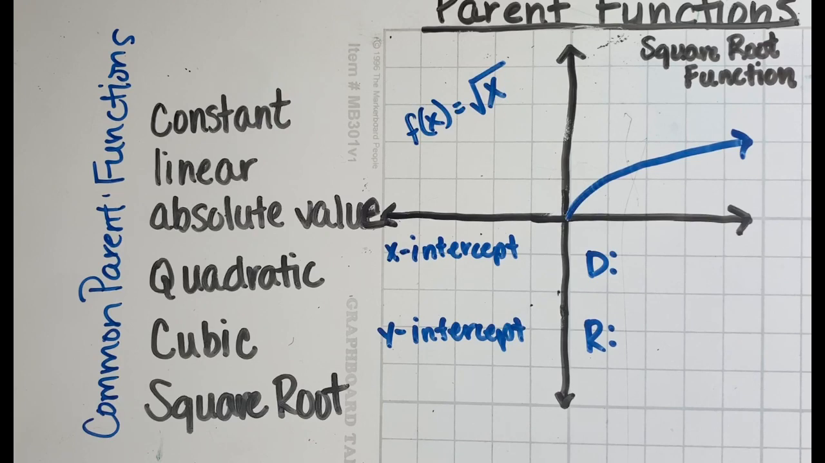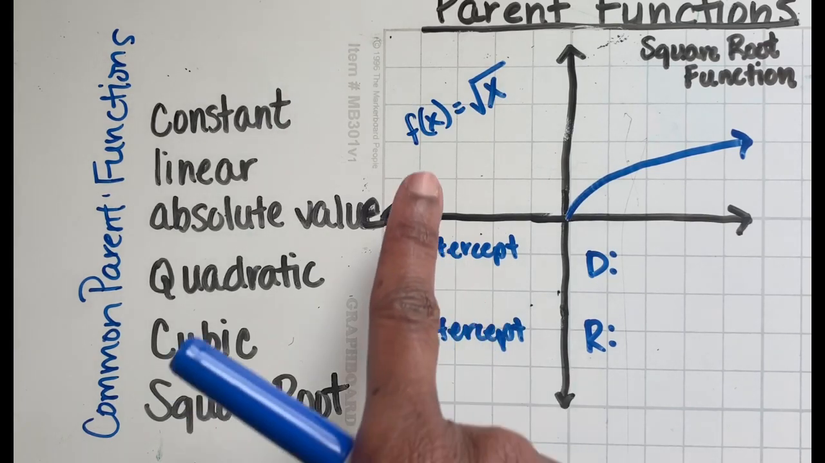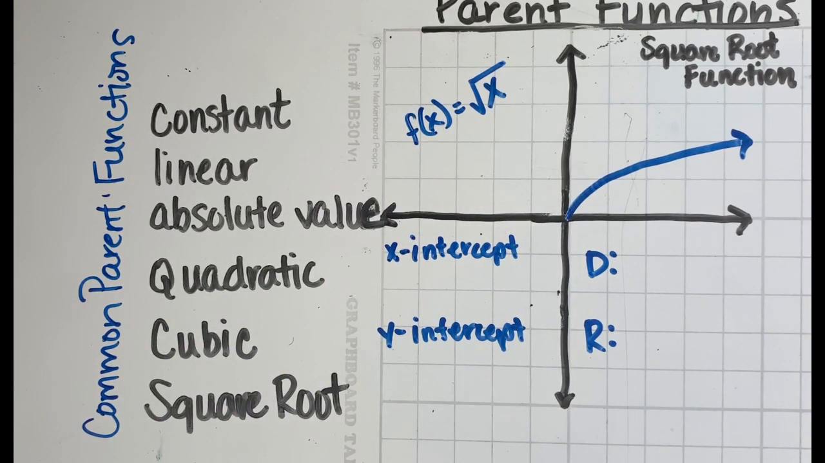Our last graph is the square root function. And the equation for that is going to be f of x equals the square root of x. Now this graph looks kind of like a horizontal half of a parabola. Now we didn't talk about the word parabola, but I'm going to go back and tell you what that is. A parabola is what a quadratic function looks like. So it looks like that U shape. That's also called a parabola. So this would be a horizontal half of a parabola.